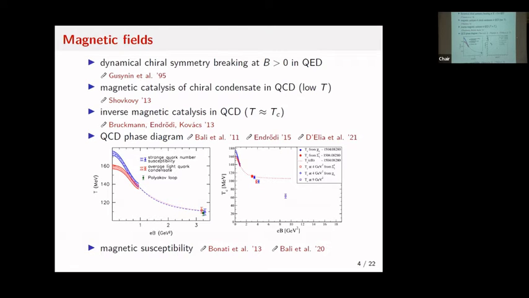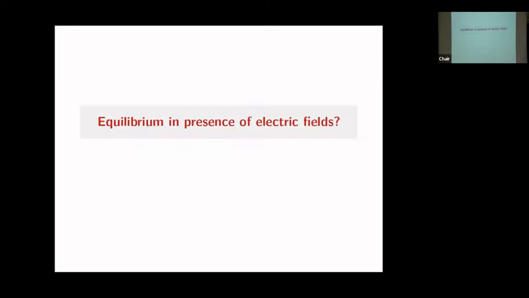We also know how the equation of state looks like in the presence of magnetic fields, that's marked by the magnetic susceptibility, which also has been calculated in different ways. So basically, all there is to know about this setup is at least qualitatively known, and there are some quantitative questions still remaining, but we know many things about it. And we know much less about electric fields. So let's come to this question of equilibrium in electric fields.